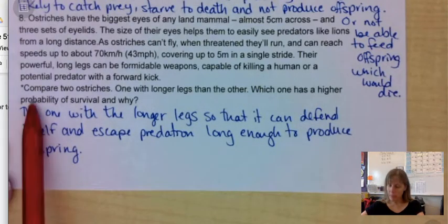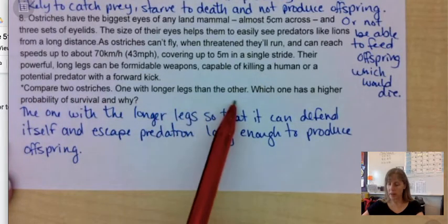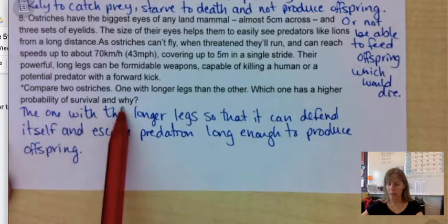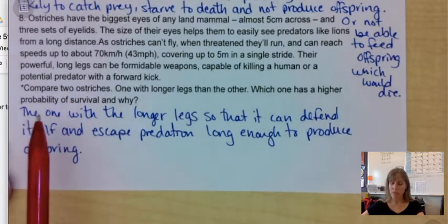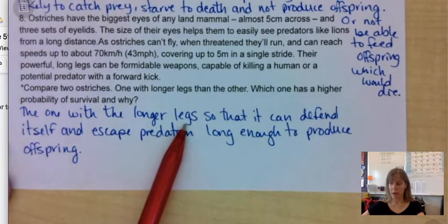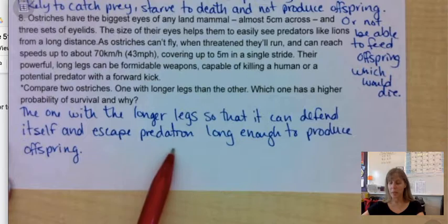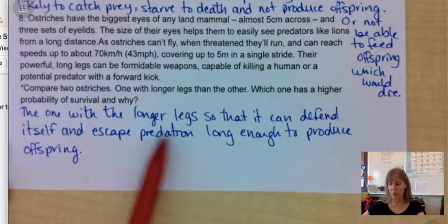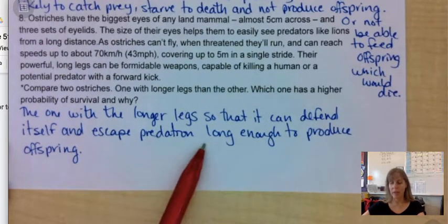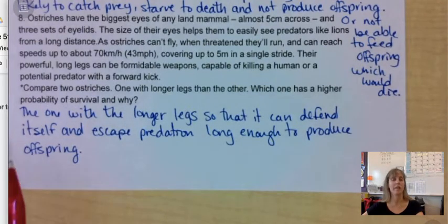All right. So I asked you to compare 2 ostriches, one with longer legs than the other. Which one has a higher probability of survival and why? Well, I thought that the one with the longer legs would survive better so that it can defend itself, right? So kick farther away and escape predation, which means like run faster from a predator, long enough to keep it alive, long enough to produce offspring, right? And then it will pass its long legs down to the offspring.